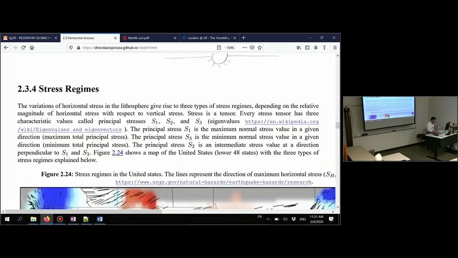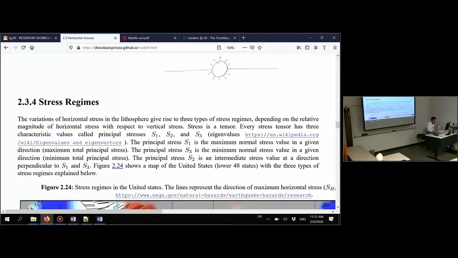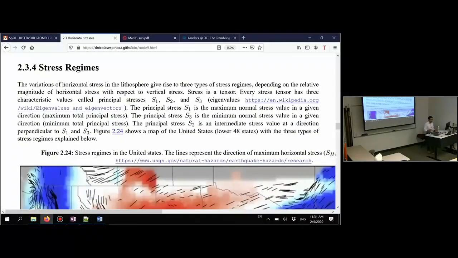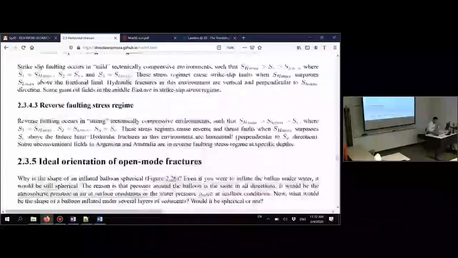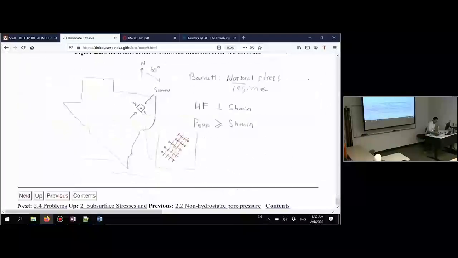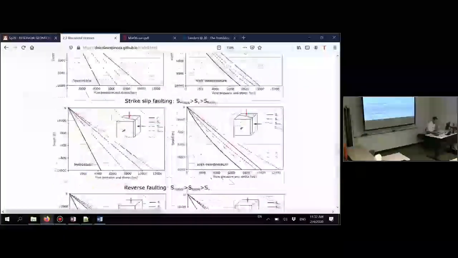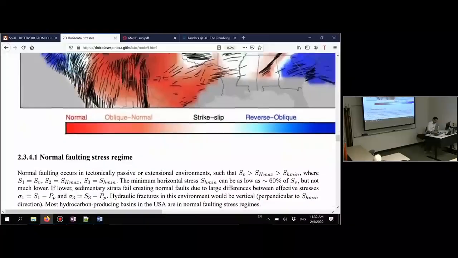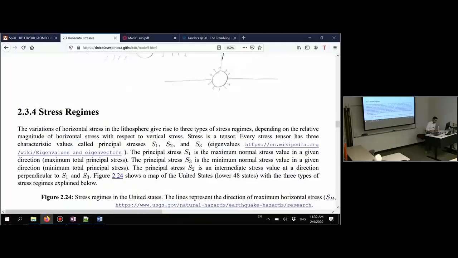What I'd like to discuss now is something which is called stress regimes. So we said that we have three stresses: the vertical stress, the maximum horizontal stress, and the minimum horizontal stress. Let me skip this map for a bit. I don't know if I have a table of that here, but if not, I'll make it. Apparently I don't have it. Okay, so I'll have to do it.